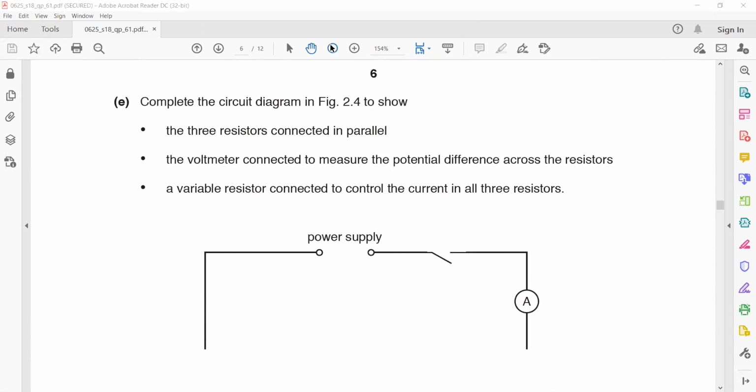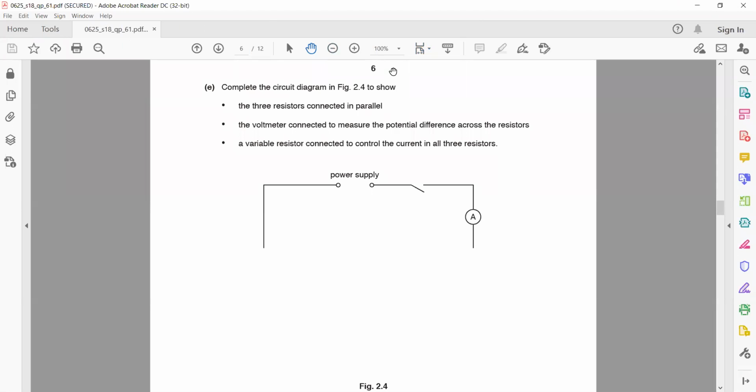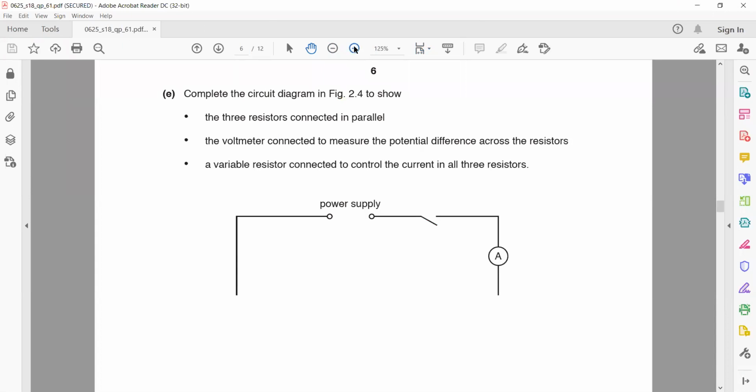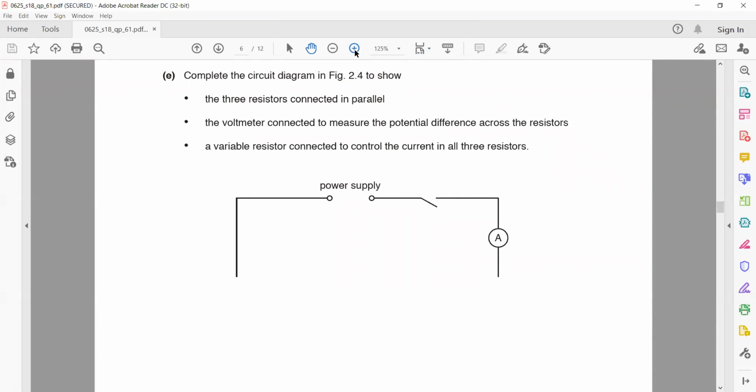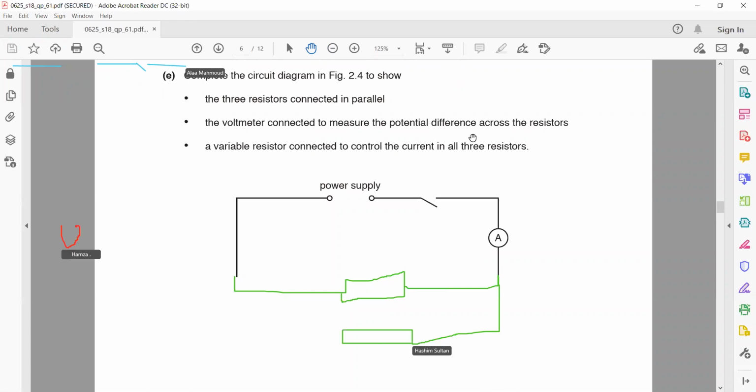The next question: complete the circuit diagram in figure 2.4 to show three resistors connected in parallel, a voltmeter to measure the voltage across the resistor, and a variable resistor to control the current in all three. You can use screen annotation to draw, or any other part of the screen. It is not necessary that you use the same space. You can draw your own circuit. A variable resistor should also be there which changes the current in all three resistors altogether.